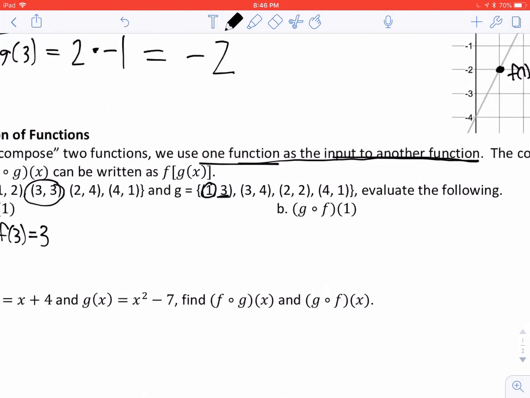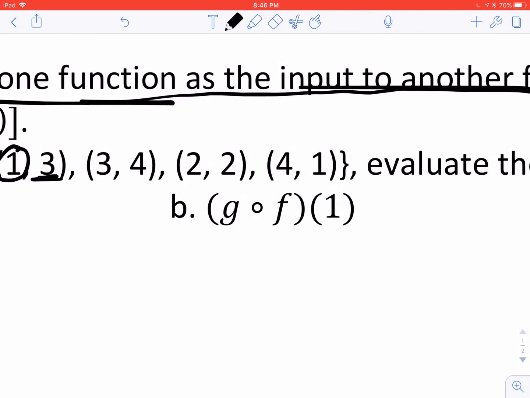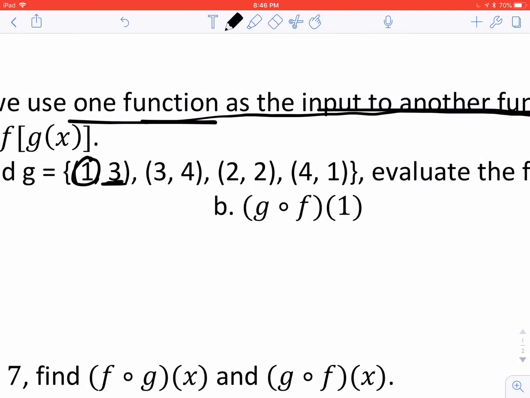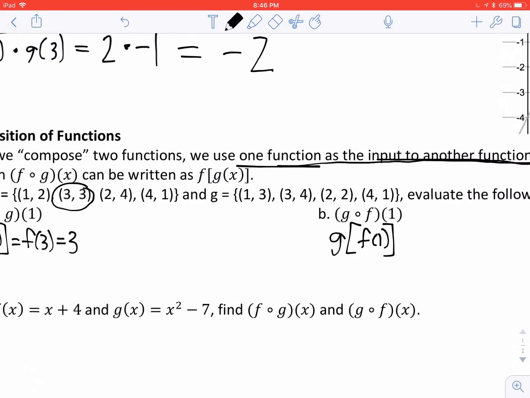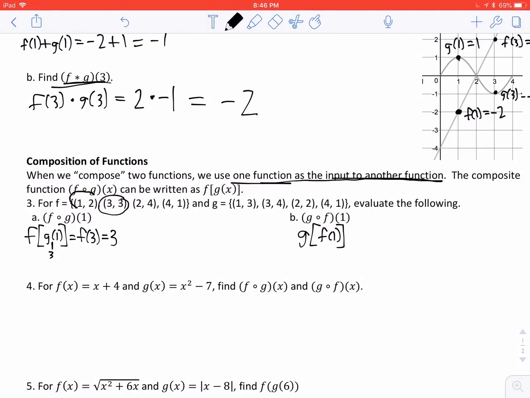Okay, now the other example we have is g of f of 1. I'm going to find g of f of 1. And what we'll see here is that the order matters when you compose functions. So if we find f of 1 first, we can see that f of 1 equals 2. So this is the same as finding g of 2. And here we can see that g of 2 is 2.